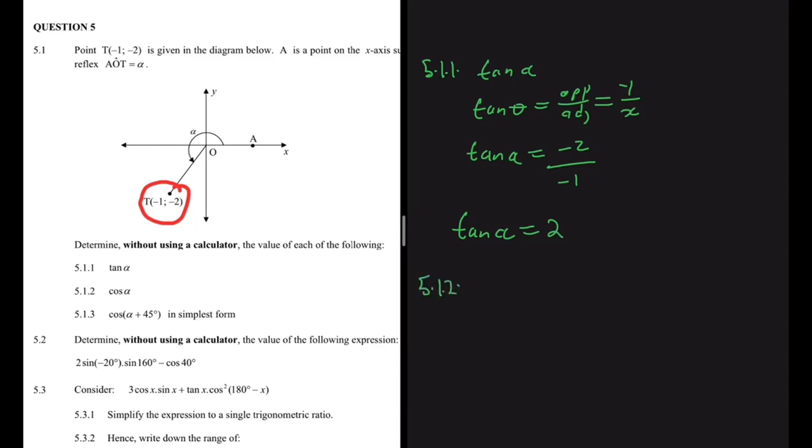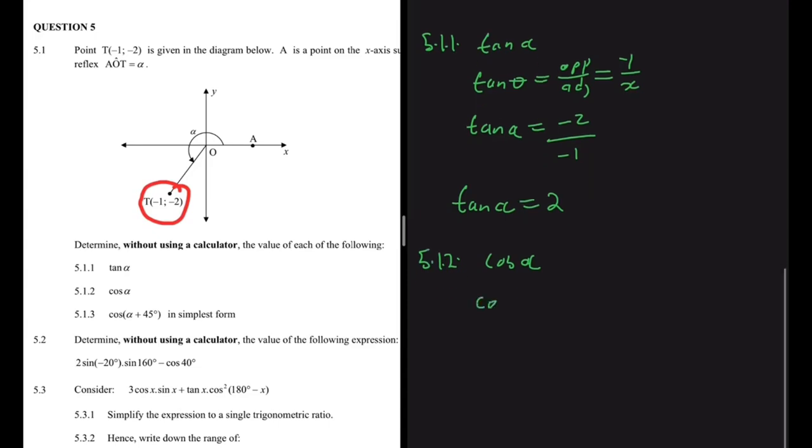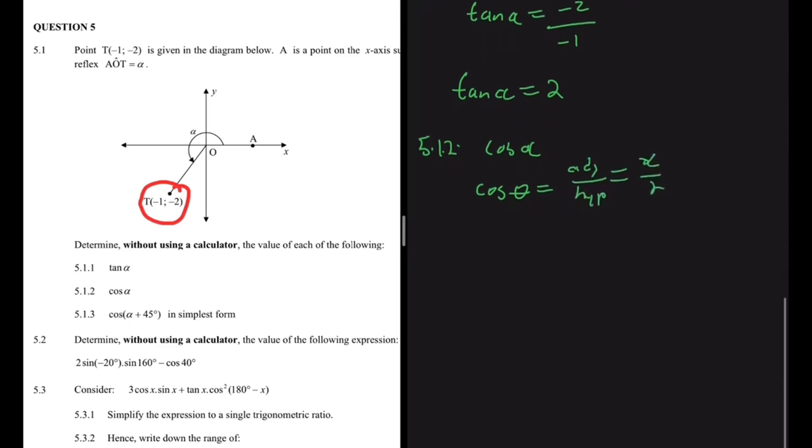5.1.2 says, let's find cos of theta. Maybe now you'd want to pause the video and try it out by yourself. Assuming that you did that, we know that cos of theta by definition is equal to the adjacent divided by the hypotenuse. So we have x divided by r, right? We've already established that we're using our point of interest T, right? So x will be equal to minus 1, and now let's find r.